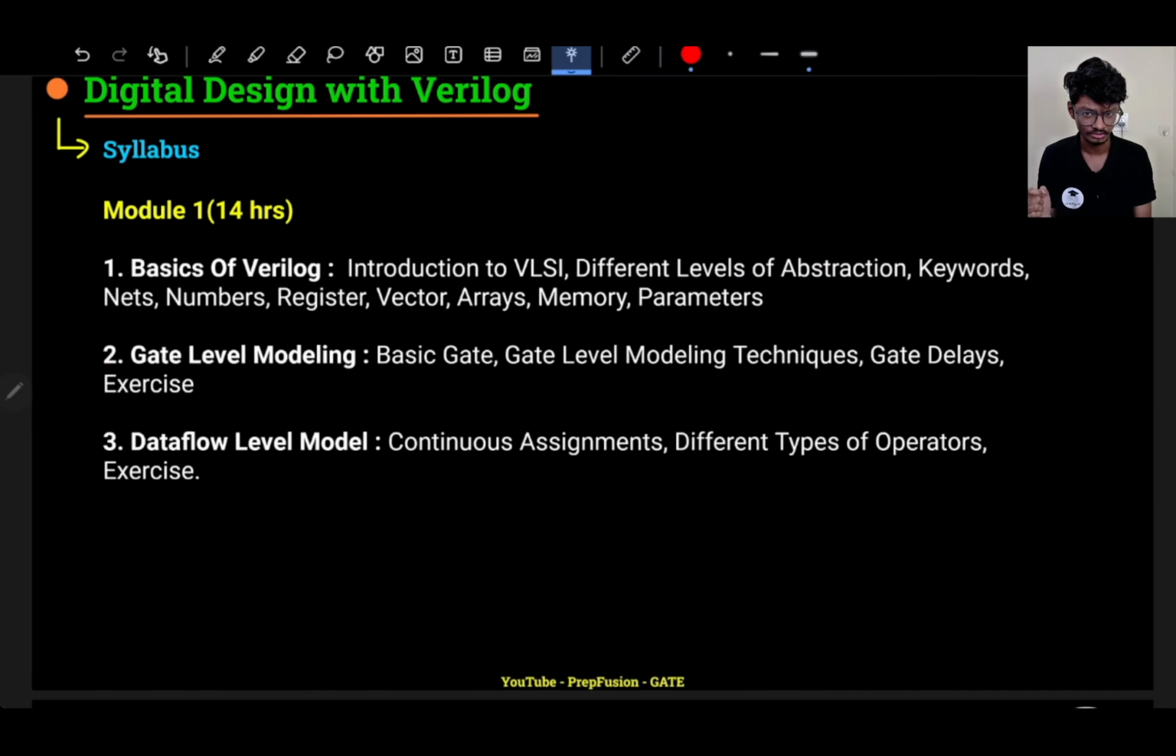Then from the next chapter onwards, we will learn about gate level modeling. Gate level modeling is the type of modeling in which we use basic gates to model different kinds of logic.